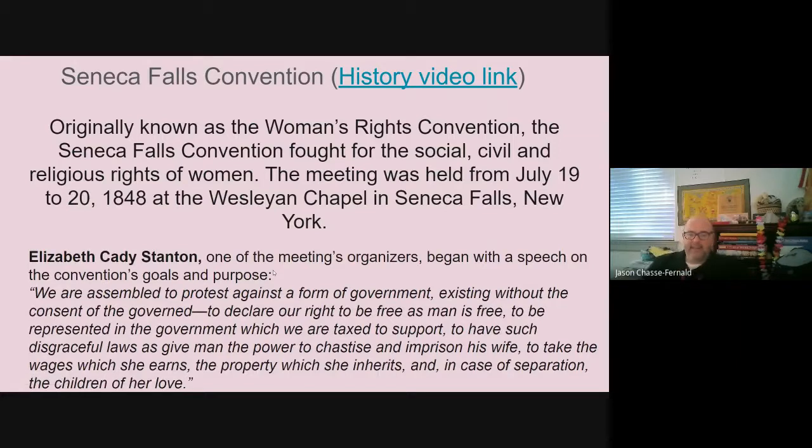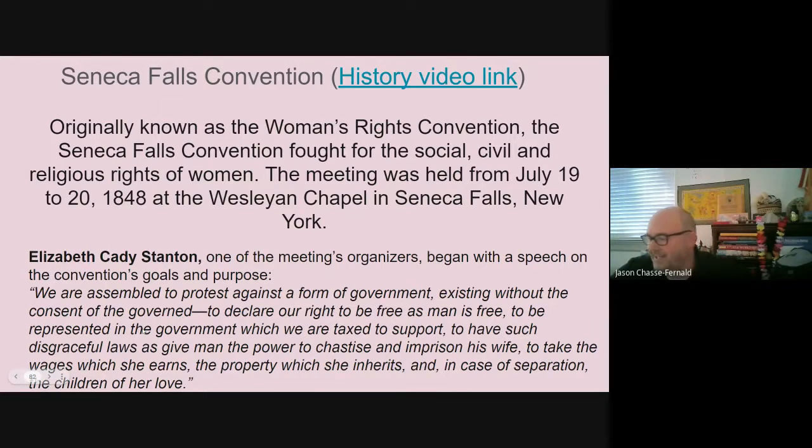So Elizabeth Cady Stanton, one of the meeting's organizers, begins with a speech on the convention's goals. So what does she begin with here? We are assembled to protest against a form of government existing without the consent of the governed, to declare our right to be free as man is free, to be represented in the government which we are taxed to support, to have such disgraceful laws as give men power to chastise and imprison his wife, to take the wages which she earns, the property which she inherits, and in case of separation, the children of her love.